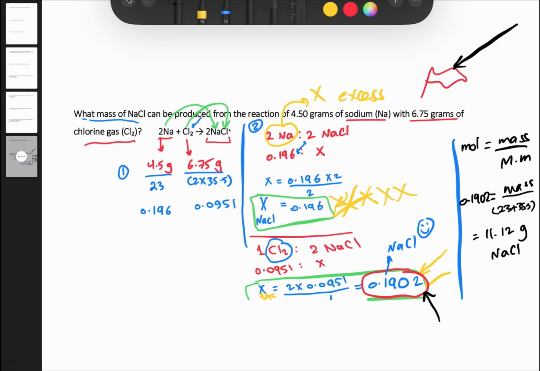So guys, you have to put in your mind the red flag: once you're given the amounts of the two reactants, you have to calculate their moles first and then compare their moles with respect to the products. And then, if they're asking about mass, you have to multiply with the molar mass.